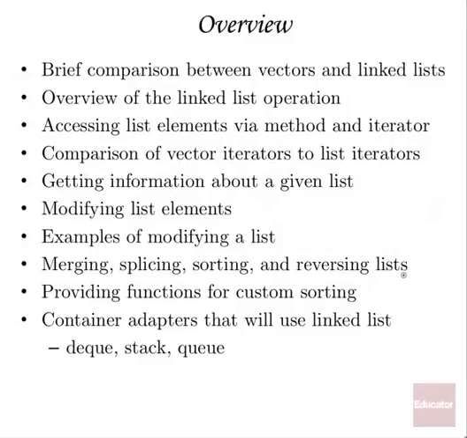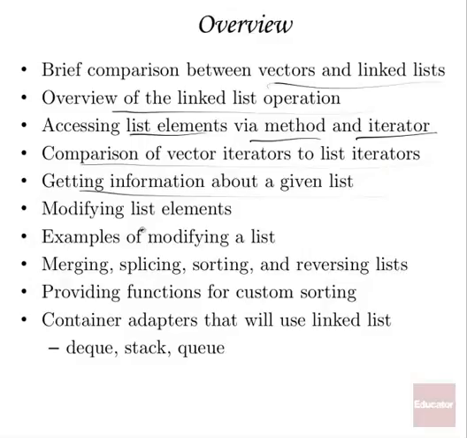So we're going to overview how linked lists work. We compare them a little bit to how vectors work. We access the list elements via a method and via iterator. We've talked about iterators before. We're going to compare the vector iterators to list iterators. They're subtly different. Get the information about a list, modify the list elements or the list itself. We'll modify the list. We'll have some examples.